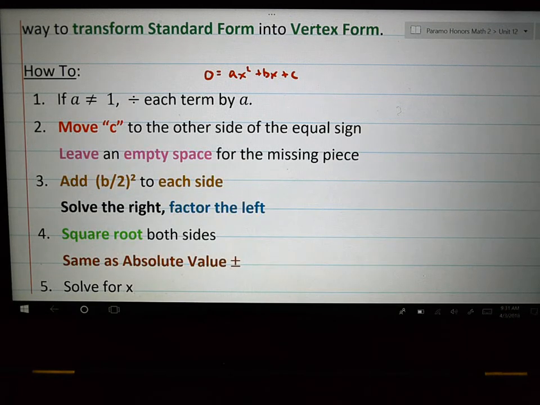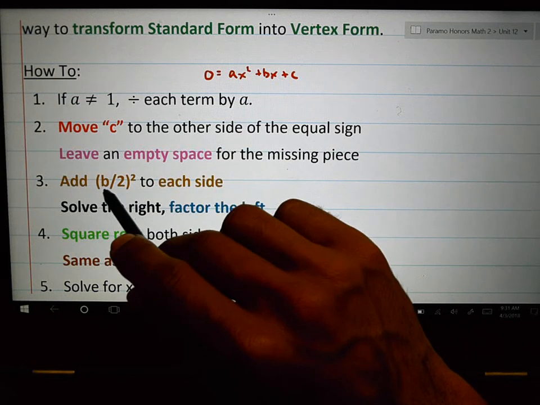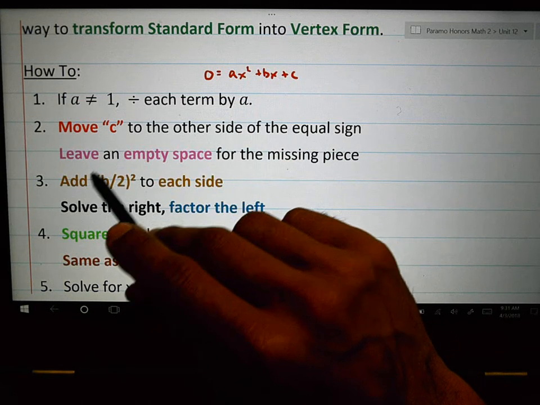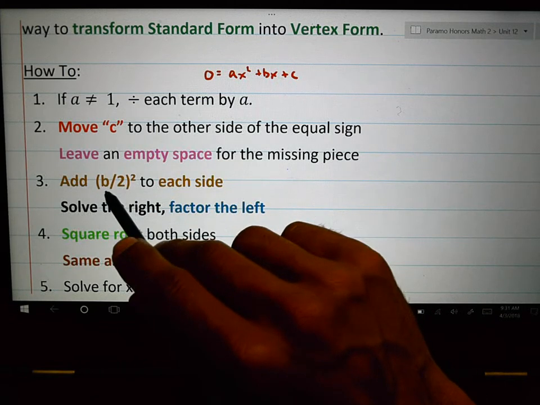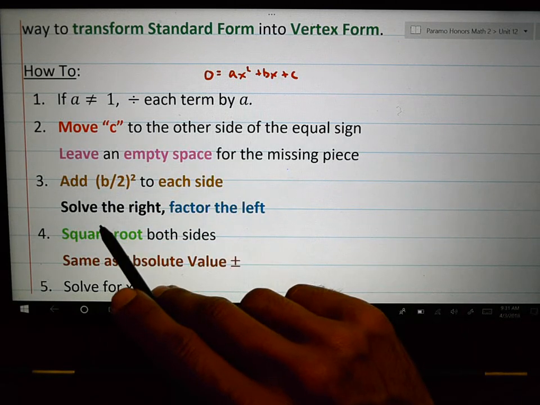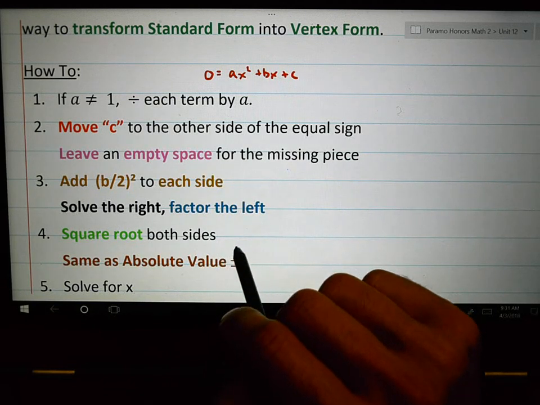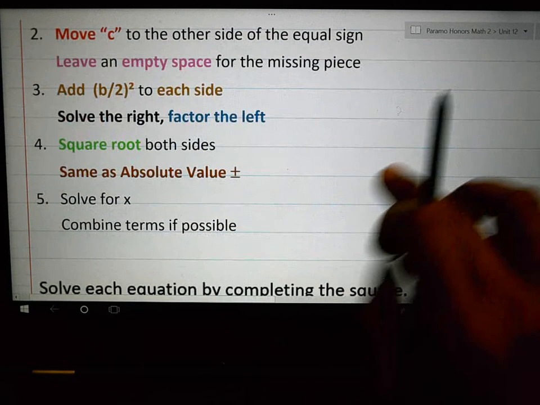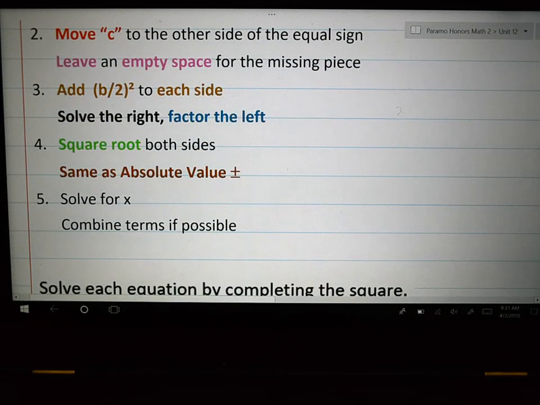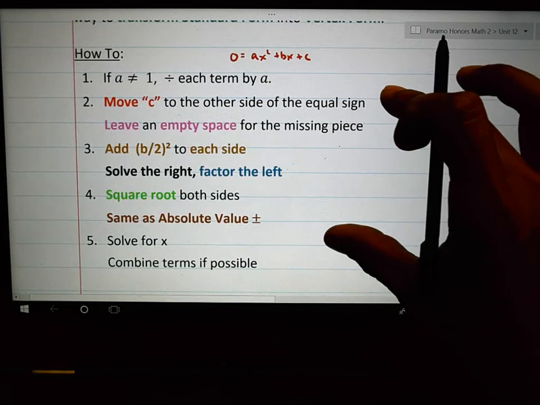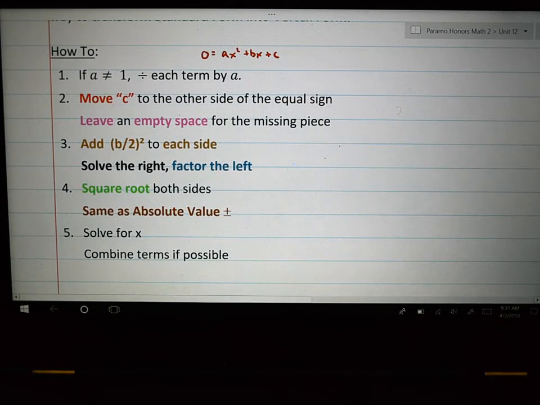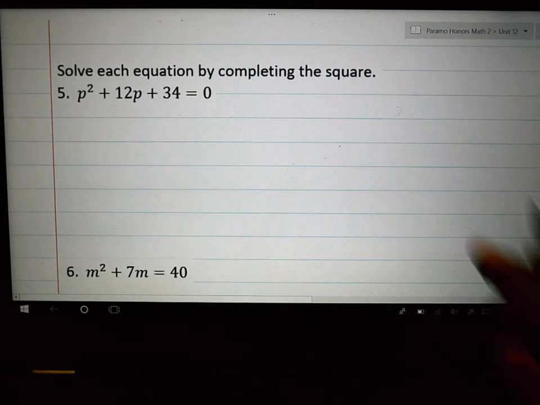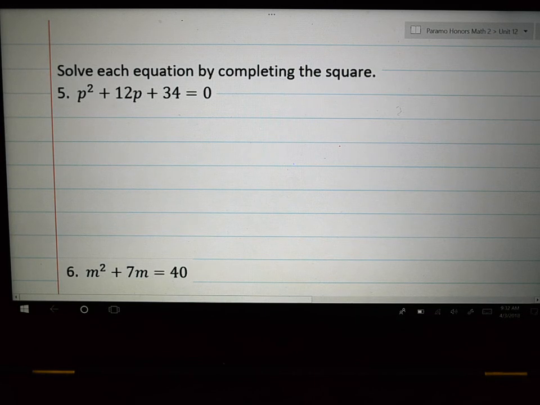Step 2, move the c to the other side of the equal sign. We leave an empty space for the missing piece. Step 3, we add half of b squared. There's a formula for this. It works pretty darn good if you just memorize what you're adding to each side. We're going to solve the right and we're going to factor the left. I'll show you what that means in a second. Step 4, we square root both sides. Don't forget it's plus or minus. Step 5, we solve for x, combining like terms if possible. So these are your 5 steps. I would recommend that you have your 5 steps next to the problem so that you know what you're doing as you do it. Here's how we complete the square.